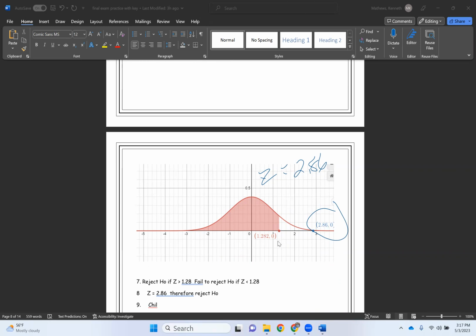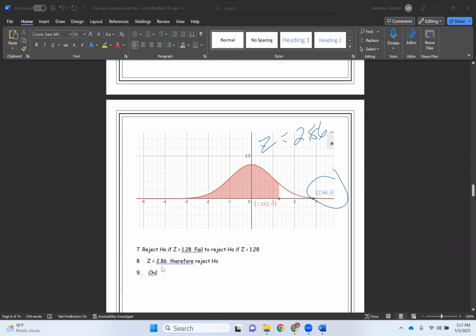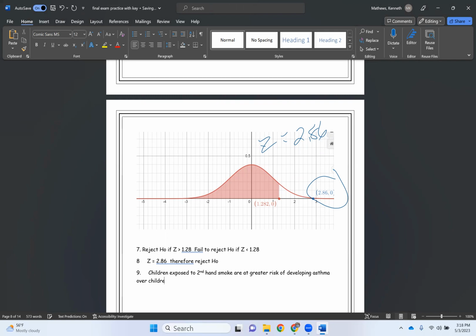Since the critical value is 1.282, if Z is greater than 1.282, reject. If Z is less than that, fail to reject. Z is 2.86, so we rejected the null hypothesis. So what's our final proof? Children exposed to secondhand smoke are at greater risk of developing asthma over children not exposed to secondhand smoke.